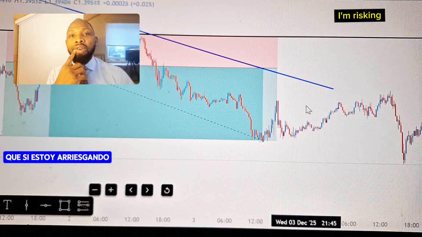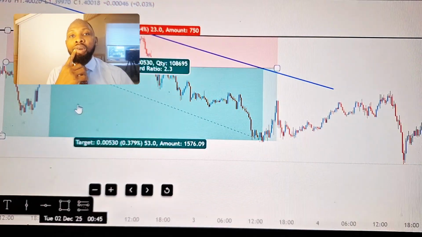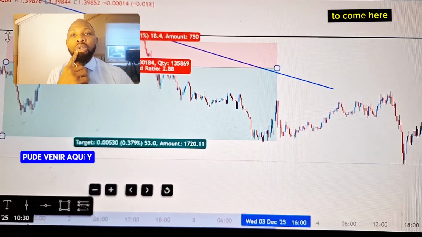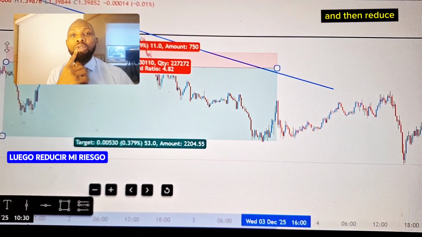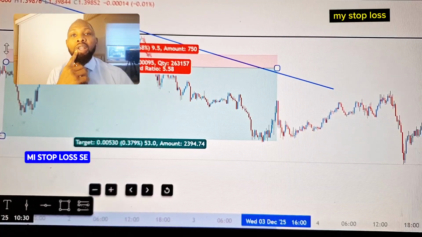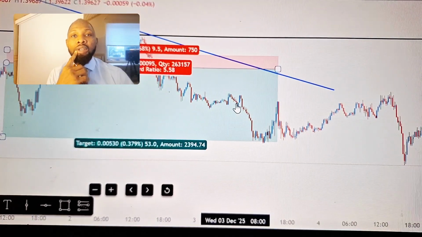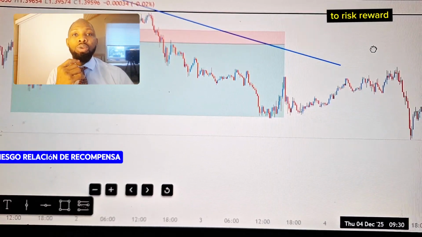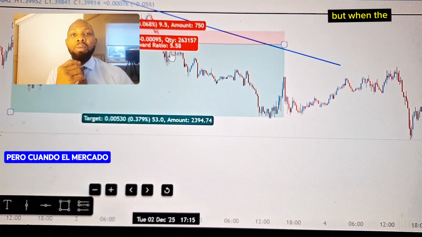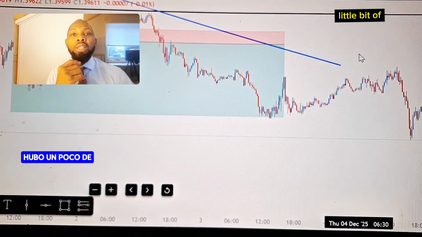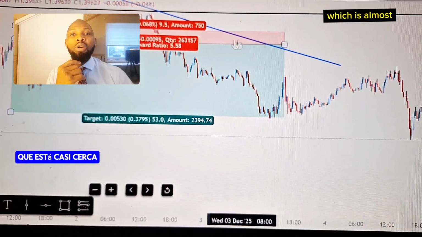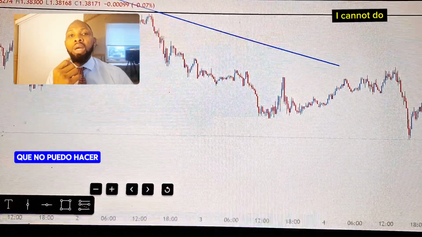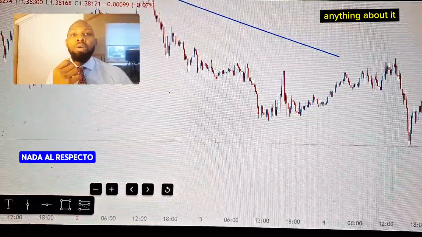Once the market had dropped like this, I was able to come here and then reduce my risk. So my stop loss became tighter, giving the market room for even a 5 to 1 risk reward ratio. But when the market dropped here, there was a little bit of pullback, which came almost close to my stop loss. But I said to myself, you know what? I cannot do anything about it.